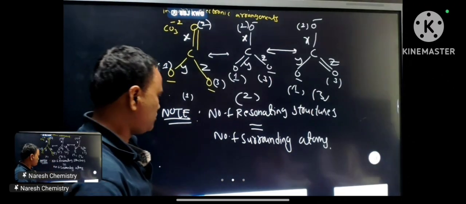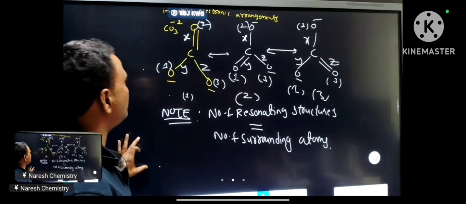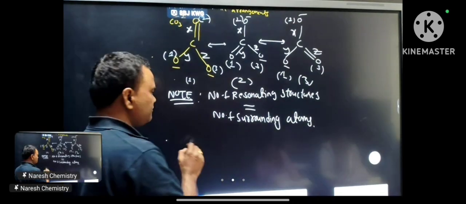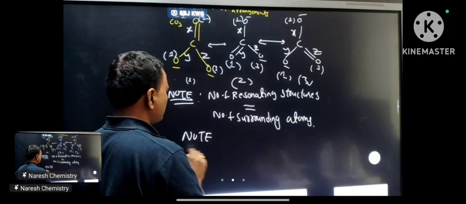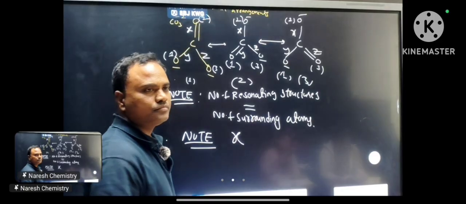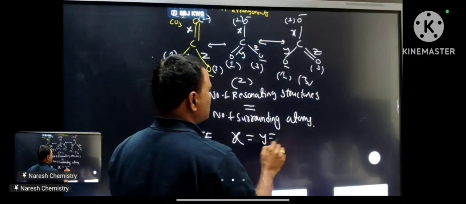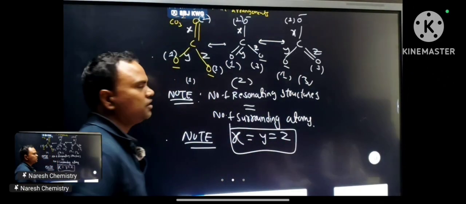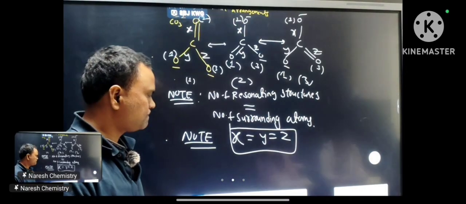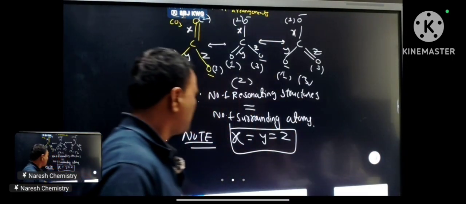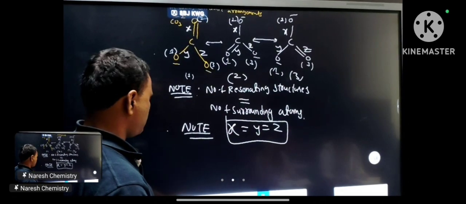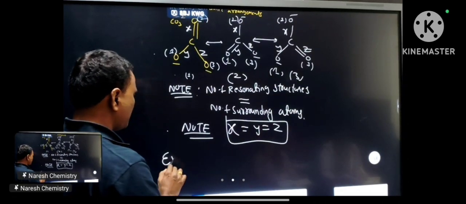So final conclusion, what is the relation between X, Y, Z, online students? X is equal to Y is equal to Z. So if resonance is present, then all bond lengths are the same. Take another example also. Another example for resonance.